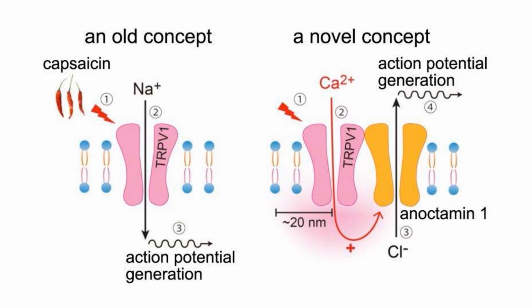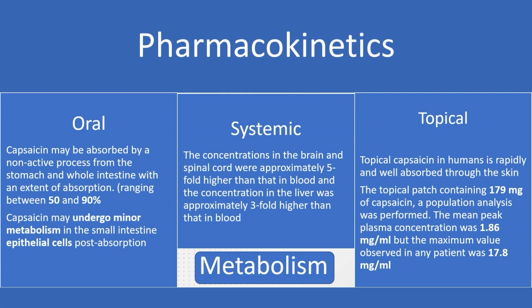Let's talk about the pharmacokinetics of capsaicin. Orally, capsaicin may be absorbed by a non-active process from the stomach and whole intestine, with an extent of absorption of 50 to 90%. It undergoes minor metabolism and is metabolized into different metabolites, like the hydrated version of capsaicin and vanillin.